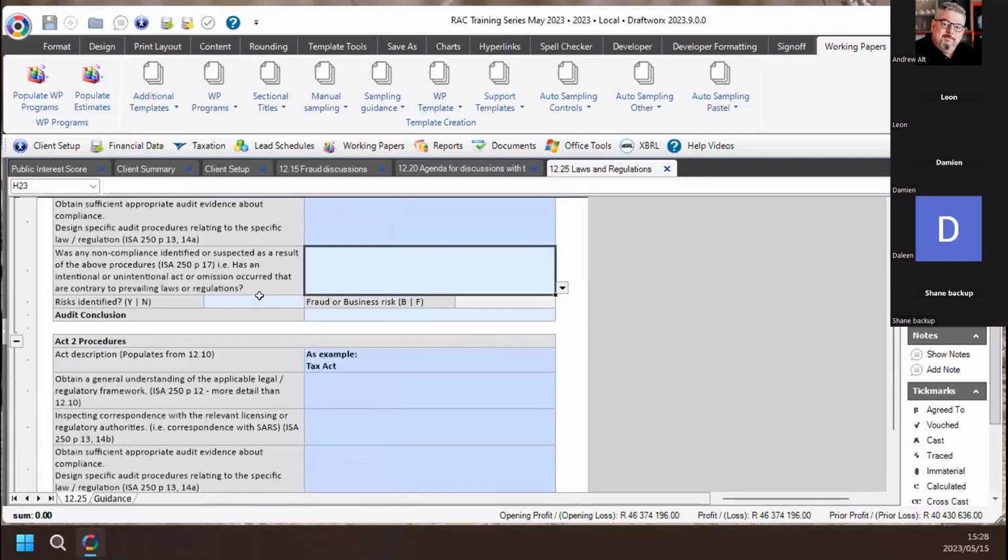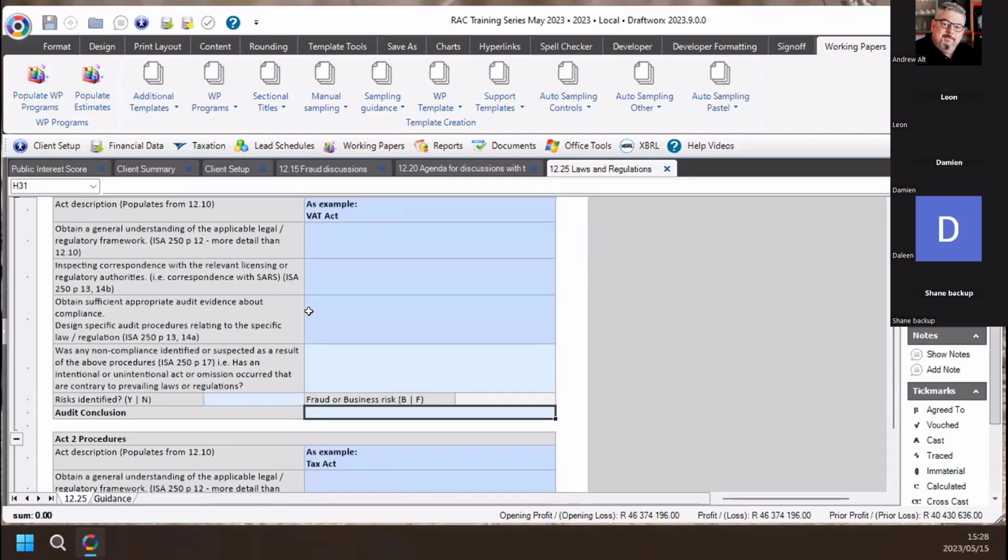Okay. At the end of the day, are we identifying risks based on what we're seeing? So if we're seeing that pay as you earn, there's always a penalty. Is there a risk here? Is it business or fraud? And is there any audit conclusion that we could put in here? Hopefully the conclusion is that management appears to be complying with the requirements of this Act.